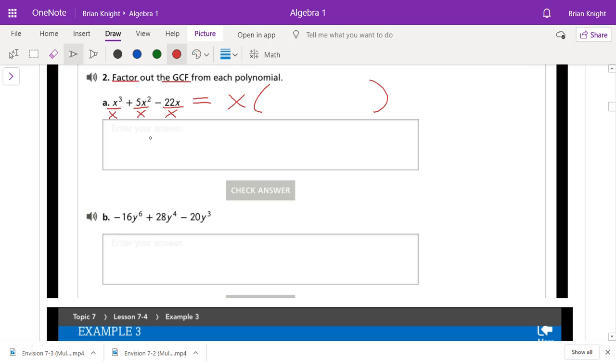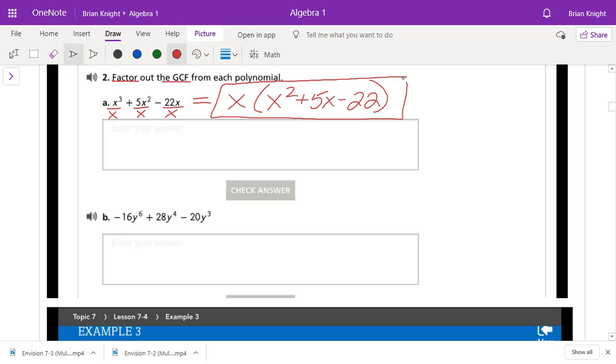x to the third divided by x is x squared, okay? When you're dividing like bases, you subtract the exponents. 5x squared divided by x would just be positive 5x, and then negative 22x divided by x is just negative 22. Okay? So we still found the greatest common factor. This time, though, we're factoring it out. Does that make sense? All right.